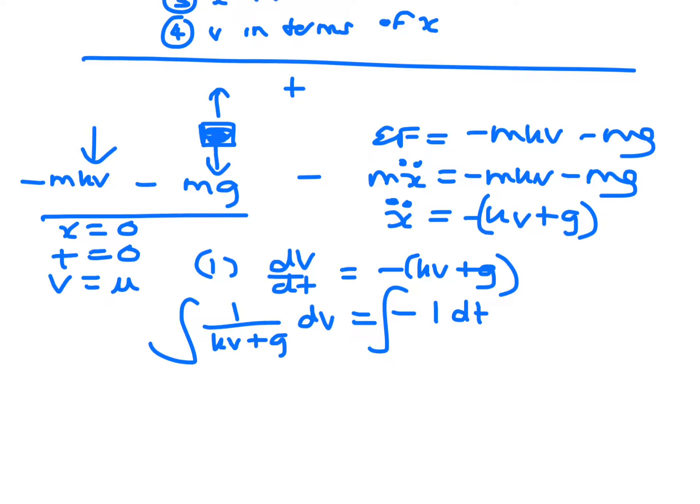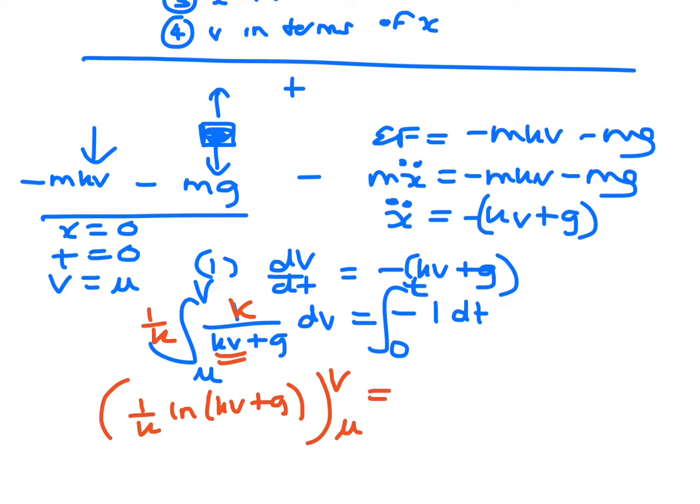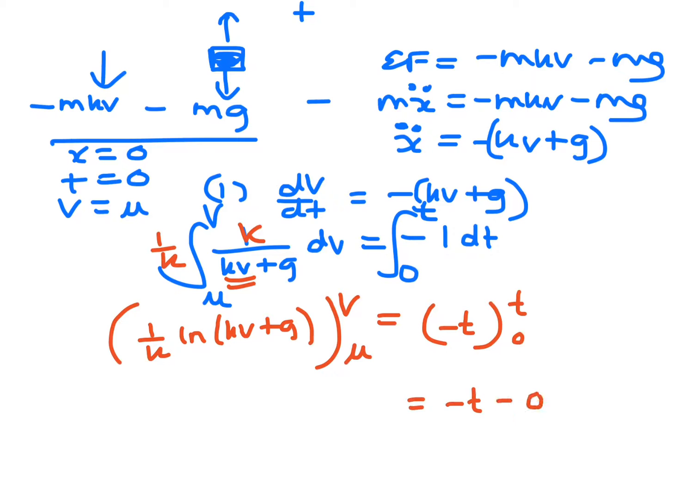So if you integrate within the boundaries, I'll do it for this one, and then the next one I won't. So this is time. So time is 0, and that will go up to t. This one here, we're going to start at u, and we're going to go up to v. Now, how do you integrate this left-hand side? It's a log, because you can create the derivative, which is k. So it'll be 1 on k, ln (kv plus g), and we're going from u up to v, and this is minus t from 0 up to t. So that's minus t minus 0, which is minus t, and this is 1 on k ln (kv plus g) minus 1 on k ln (ku plus g).